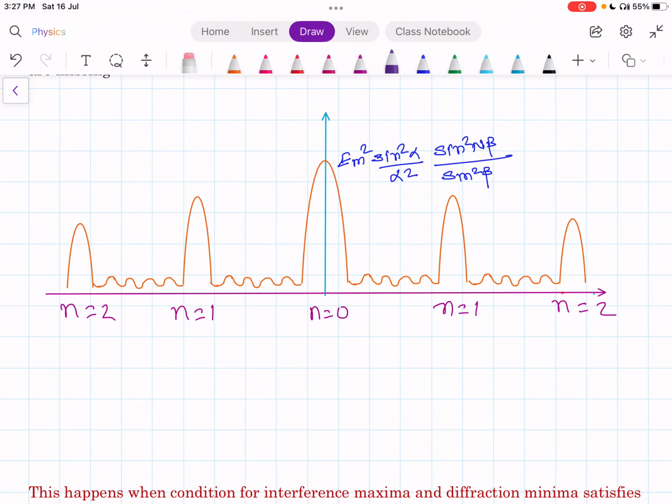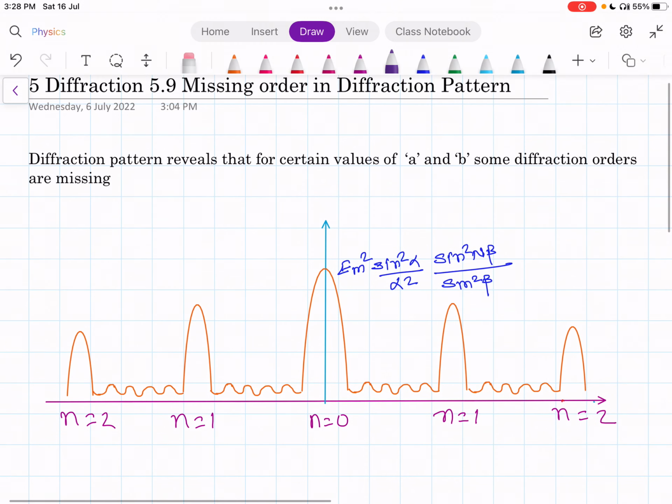This diffraction pattern, when studied carefully, it was observed that for certain values of a and b, some orders are missing.